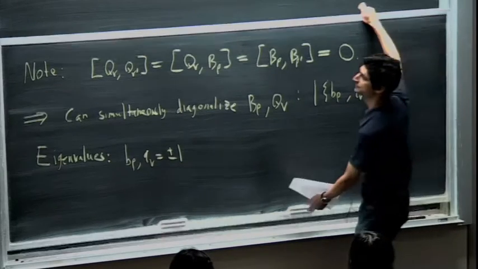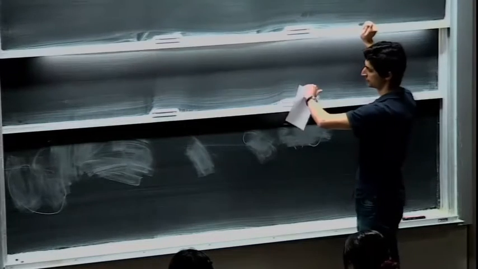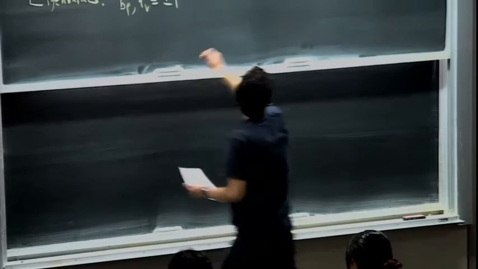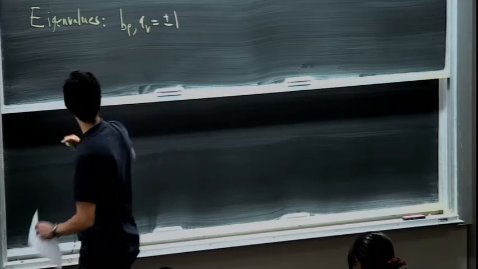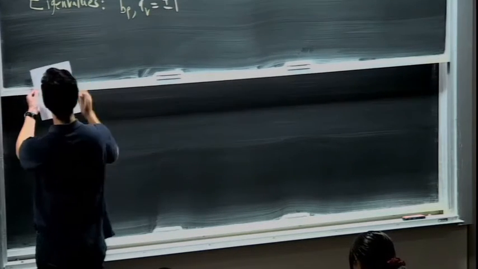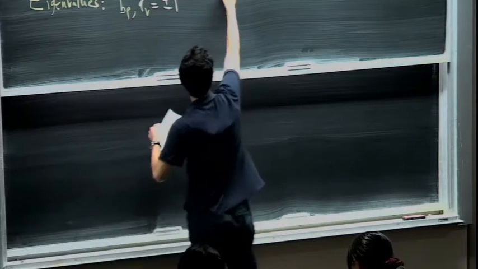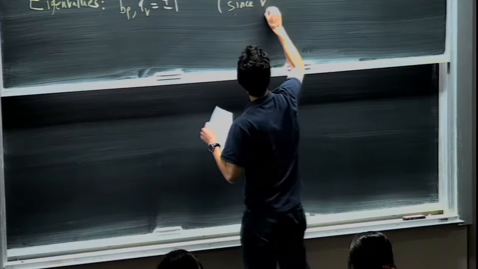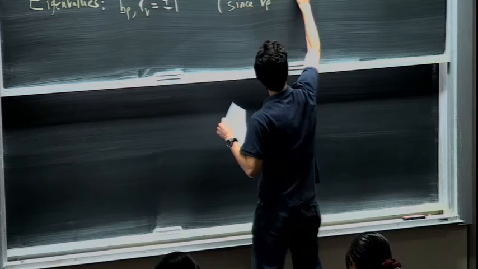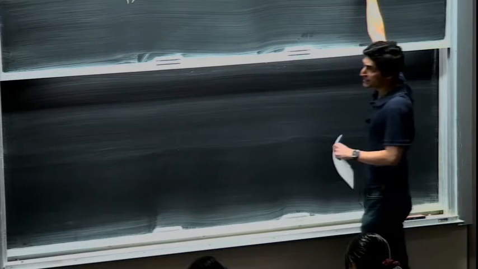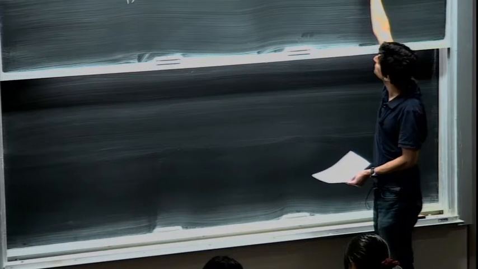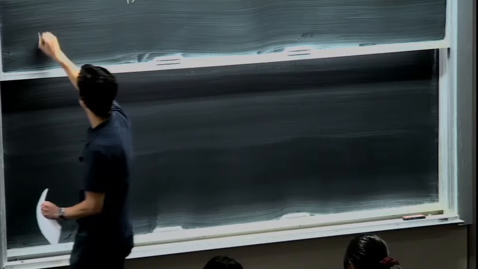Okay. So those are the eigenvalues. And of course, if I take one of these states, this state will obviously be an eigenstate of my Hamiltonian because it's an eigenstate of every term individually. This is because BP squared equals QV squared equals 1. Okay. So each one of these states, as I said, is a simultaneous eigenstate of all the terms. So it's also an eigenstate of the Hamiltonian. And its energy is very simple.